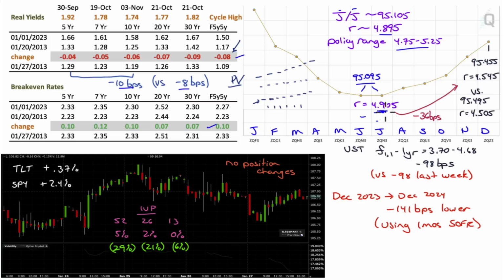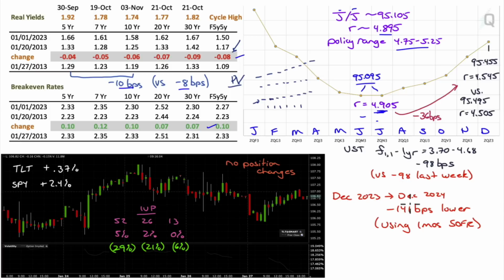36 basis point difference from where the Fed fund futures would bottom to the end of the year. If we look at the forward 1-year rate, 1 year from now minus the current 1 year, we have an inversion of 98 basis points. 98 basis points last week as well. So this curve is inverted. The 1-year rate really follows where monetary policy is, and if we look at the 1-year rate 1 year out, that gives us an idea of where monetary policy will be in 1 year, and it's looking like it'll be 100 basis points lower than where it is now.